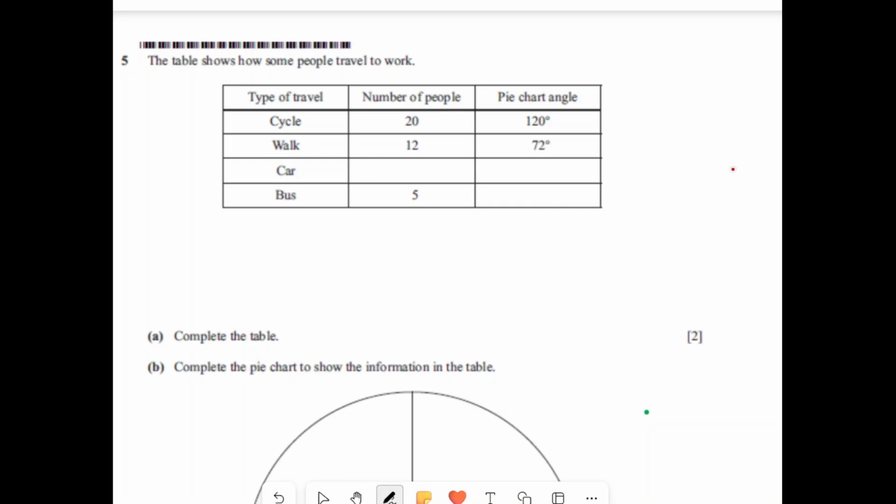The table shows how some people travel to work, some travel by cycle, by walk, some travel by car, and some travel by bus. Complete the table. We are provided the number of people who travel by cycle and their pie chart angle. But we don't know how many total people travel to work. We can get the total value. How? Total is equal to, let's say, X. That total can be calculated: 20 out of total X, multiplied by 360 degrees, will give you the pie chart angle of 120 degrees.